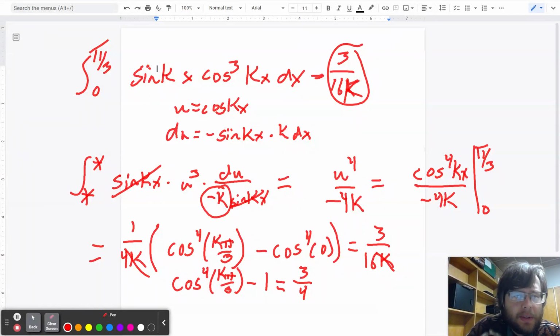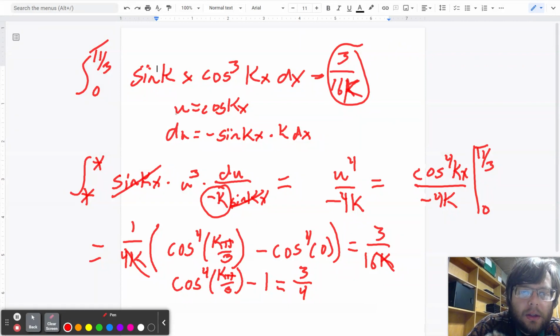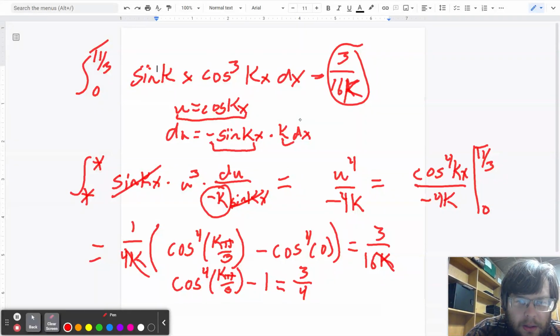Let's see, did I mess something up here? Did I copy it down wrong? Sine kx, cosine cubed kx. u is cosine, du is negative sine times k. So I have a negative k, u cubed, u to the fourth over 4. Everything looks right.